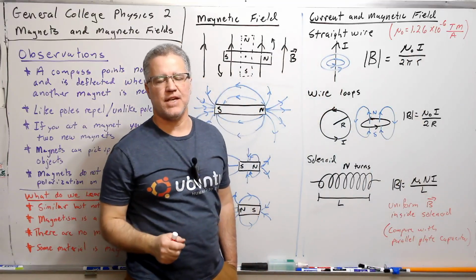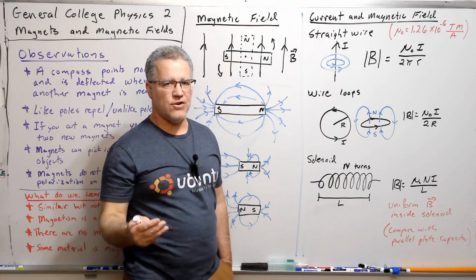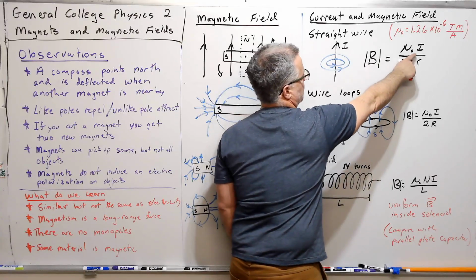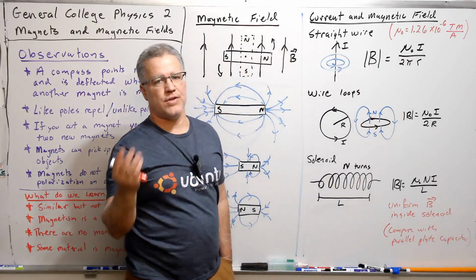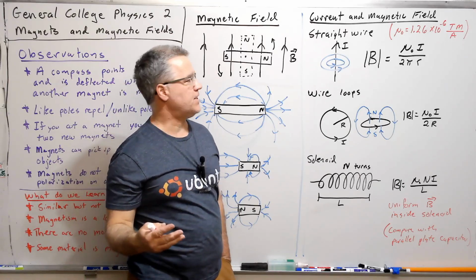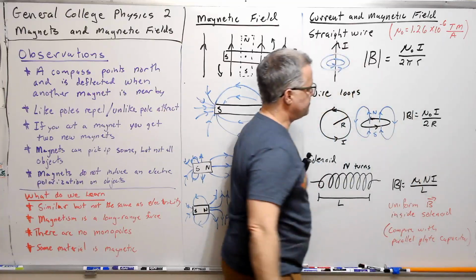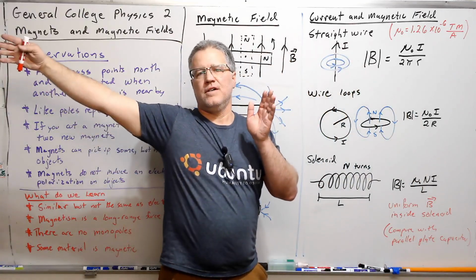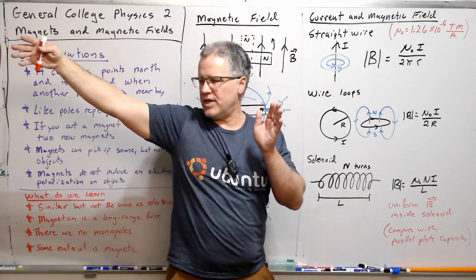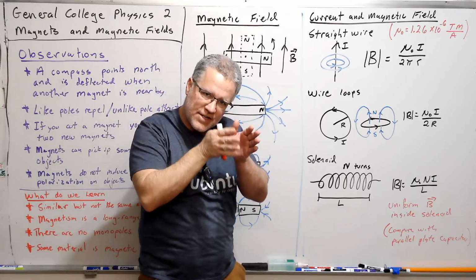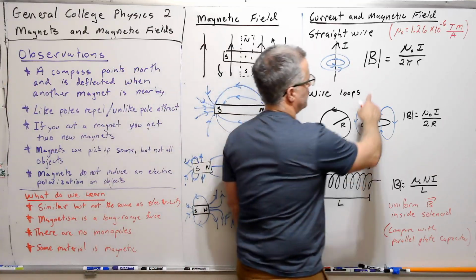So this makes some sense. If we have no current, we should get no field. So if I is 0, the field strength would be 0. If we have a lot of current, we should get a lot of field. So we expect it to be proportional to the current. Turns out it's linearly proportional. And then if we look at the distance, if we go off miles away, we would expect that we would not feel the field. But if we're really right next to the wire, then we will feel the magnetic field.